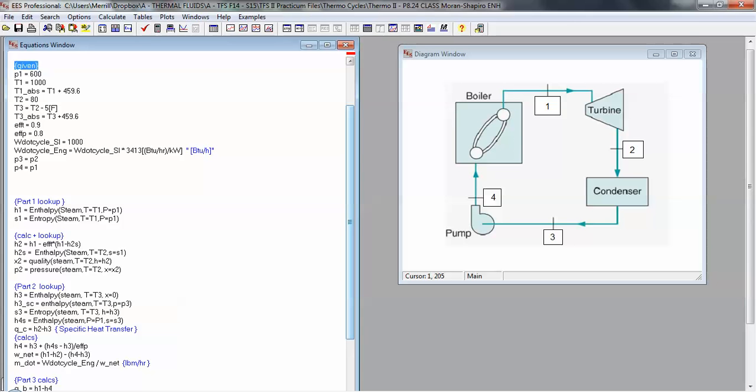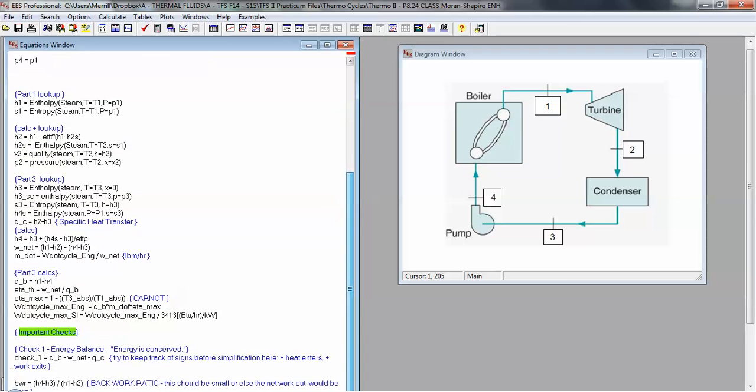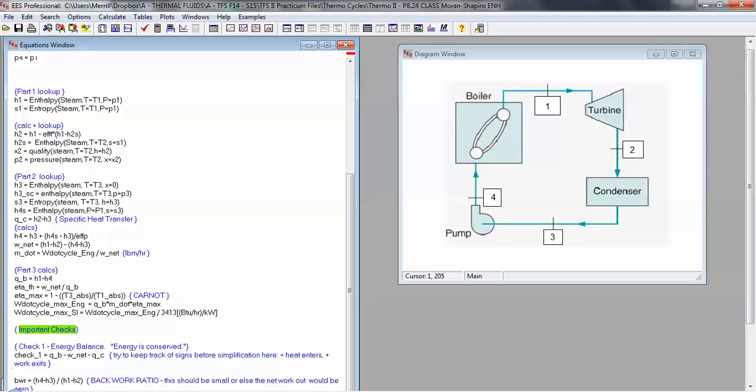Stepping down, first lookup we talked about in our notes was the H1 and S1 lookup, so that's here. We know the T1 and P1, so we can get it. That's because it's in a superheated region. S1, again, similar lookup, just a different function.